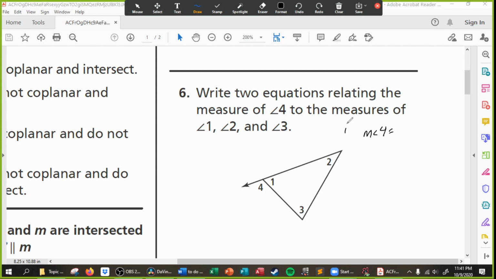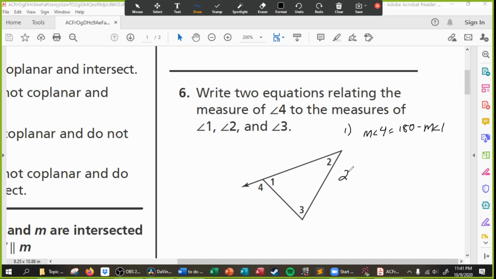So this is my first example. Well, I can do this one right here, which is a linear pair. So the measure of angle 4 is equal to 180 degrees minus the measure of angle 1. Let's write it very clearly.